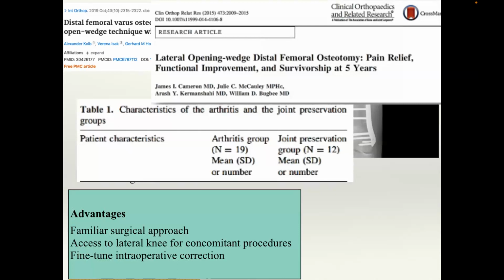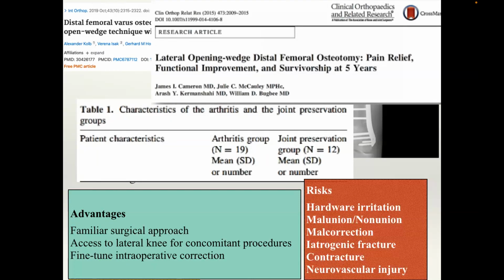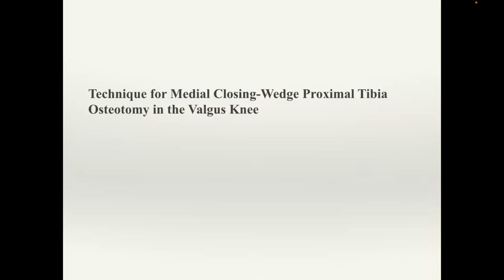The advantage of this procedure is that it is a familiar surgical approach, access to the lateral knee for concomitant procedures is easier, and fine-tuning of intraoperative correction can be done. So what are the risks? Hardware irritation, malunion, and non-union, because we are keeping an allograft or autograft. If correction is done intraoperatively improperly, it may lead to overcorrection or malcorrection. And if the hinge is not proper, the patient may have an iatrogenic fracture and neurogenic complications.